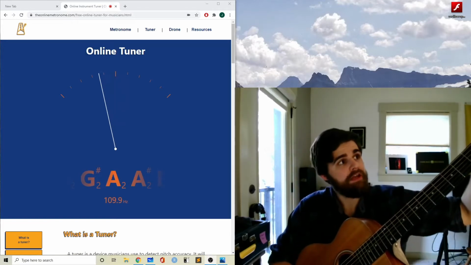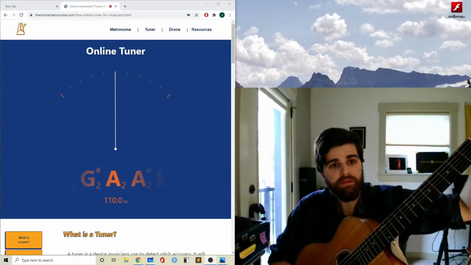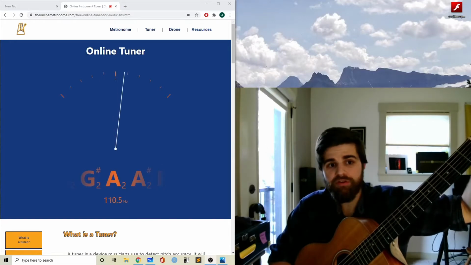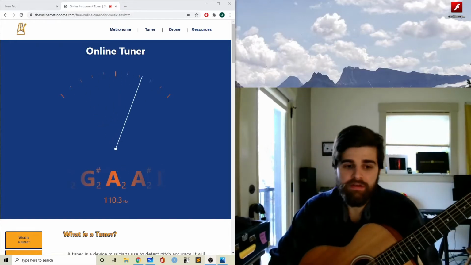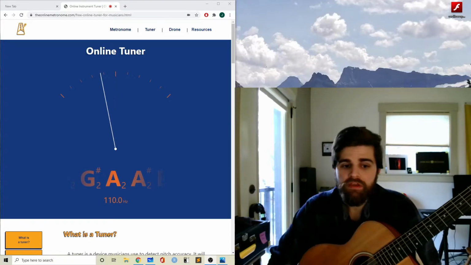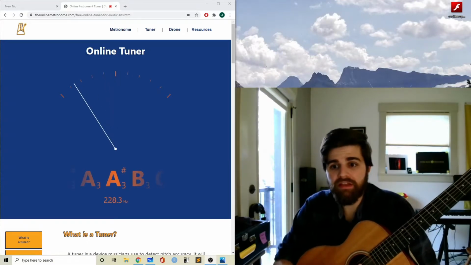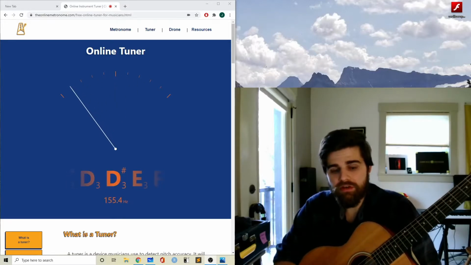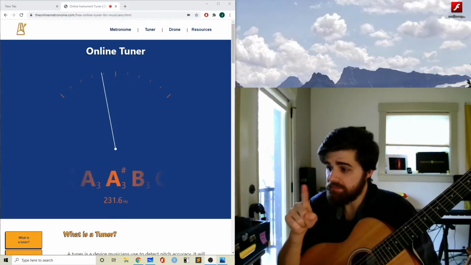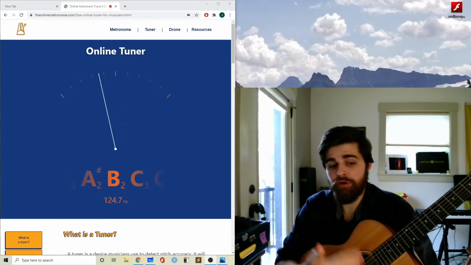So you can see this open A, a little bit flat, has a frequency of 110 hertz. So 110 hertz is our frequency. It tells us how many periods per second that sound wave is going through. So it'll go through 110 periods or 110 cycles per second.